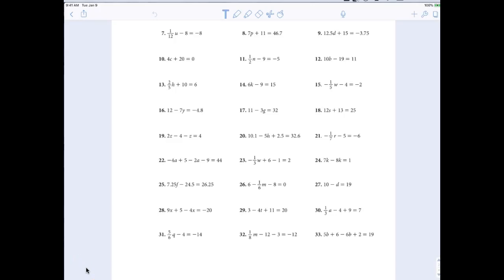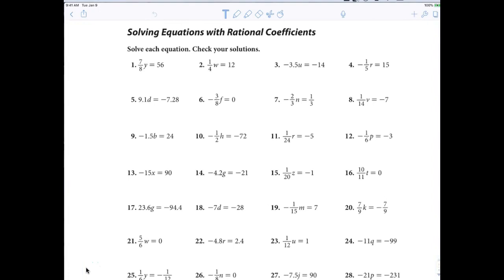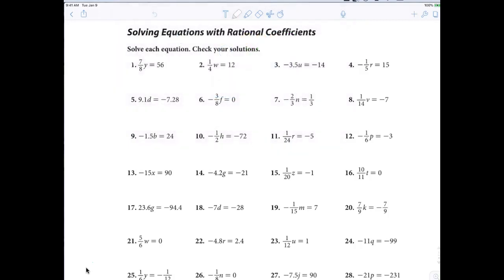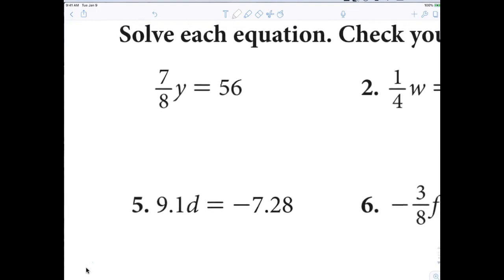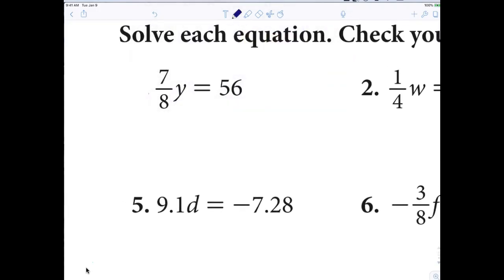All right, here we go, guys. Now, does everybody understand the first page is kind of easy, right? So I do want to start with number one, though. I'm going to erase it right here just for a second, because I want to talk about how do I undo a fraction.